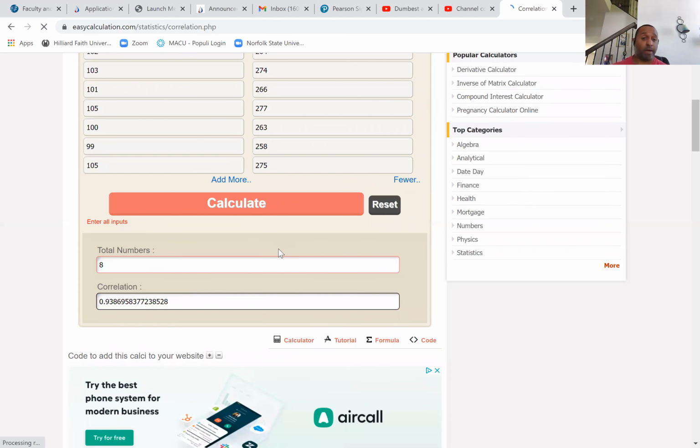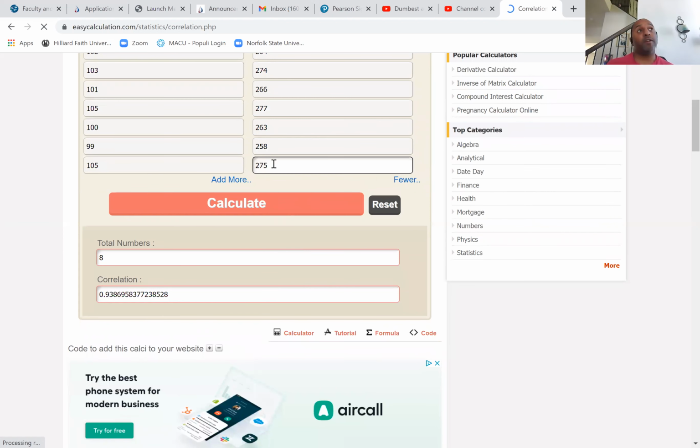Make sure you have something reliable that can do it for you. Also, be careful with plugging in data values. We had 275 right there. If I put 276, I get a totally different number. Even if you're one digit off, it can change everything about the value you get. So always make sure you go through your values and input your data values correctly, because one digit off will change everything.